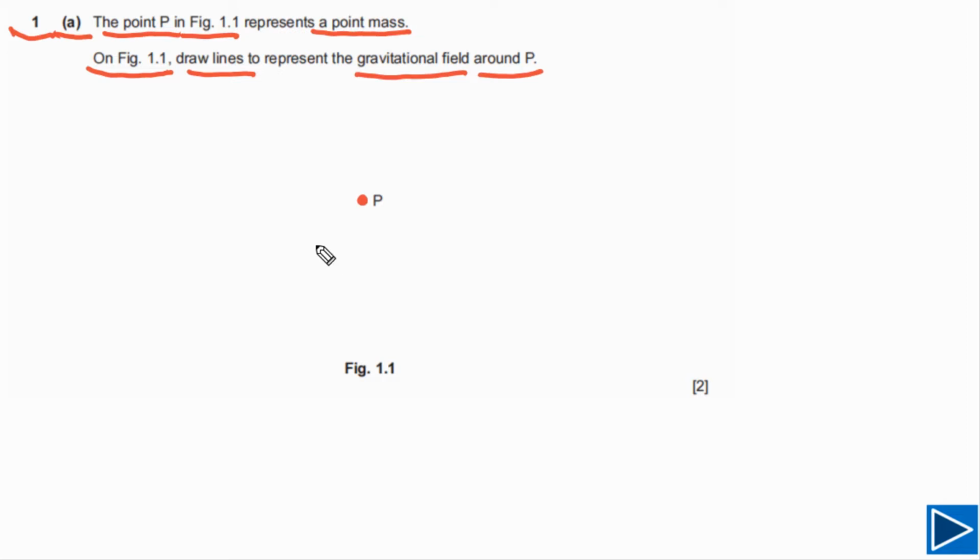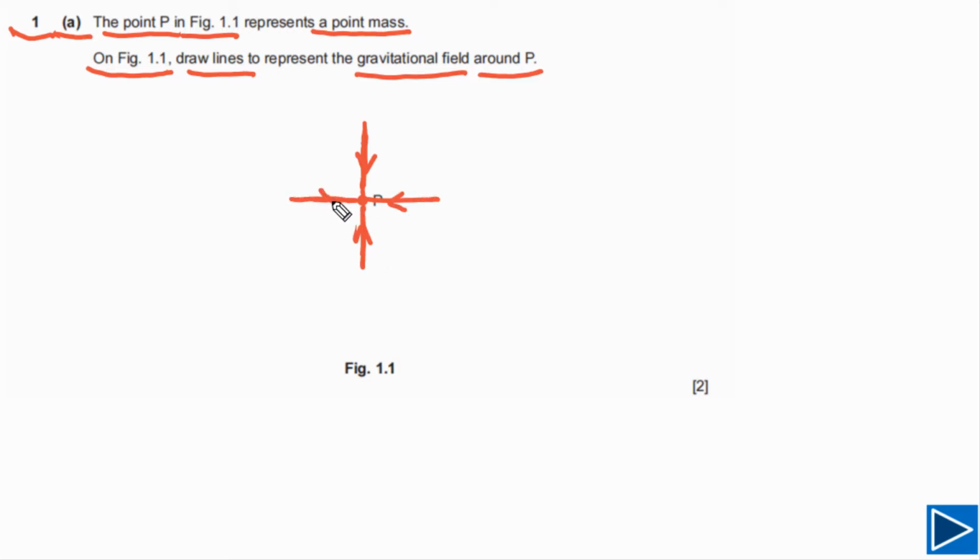In order to draw lines around point mass, we need to understand gravitational force is an attractive force. So the lines have to be pointing towards this point mass. So this is how you can draw the lines of gravitational field. So lines have to be pointing towards this point P. So this is how we can draw the lines.